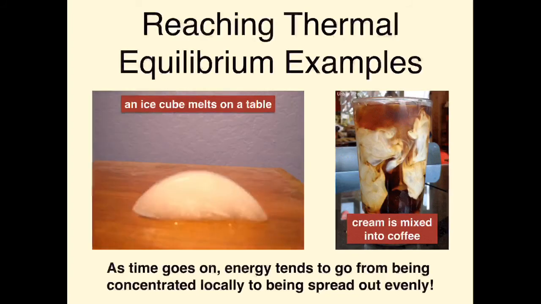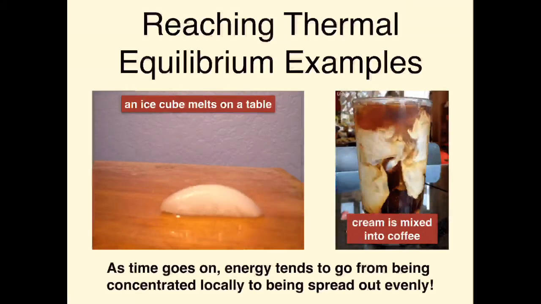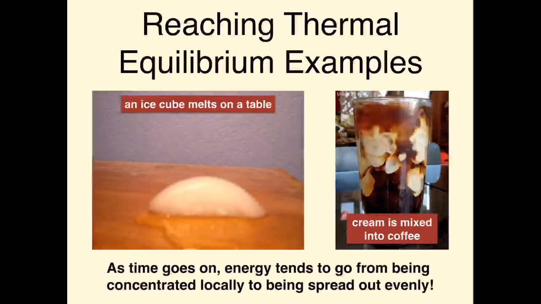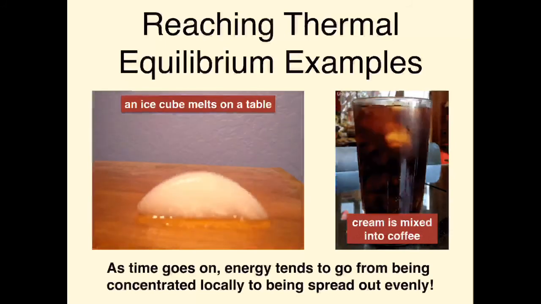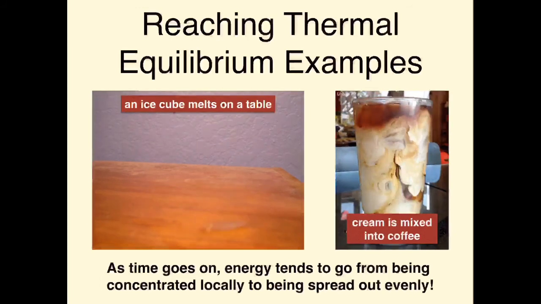Okay, if we look at this second example, it's cream being mixed into coffee. The idea is before the cream mixes into the coffee, there is a concentration of cream in one part of the coffee and pretty much no cream in other parts of the coffee. But if you stir it around and you just wait for a while, that cream becomes evenly spread out within the coffee. And again, that's just another example of a system reaching thermal equilibrium.